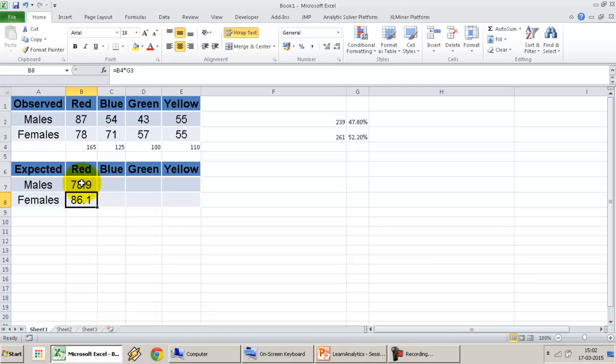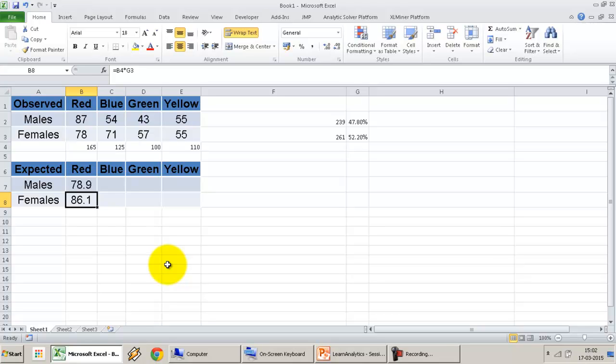So expected is 78.9, observed is 87 and 78. So is there any bias? Looking at this, you can see that there is a bias. There are more males than expected in this house. We expected 78.9 males or 79 males, but there are 87 males. And similarly, females are 78, whereas expected is 86. So more male preponderance in the Red House than you would expect.